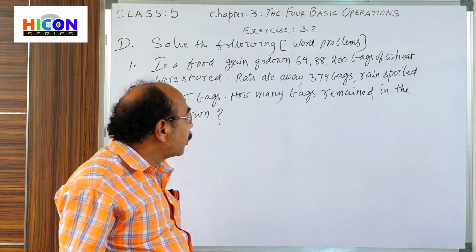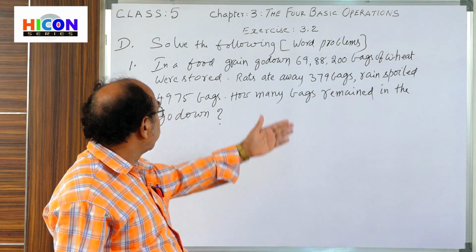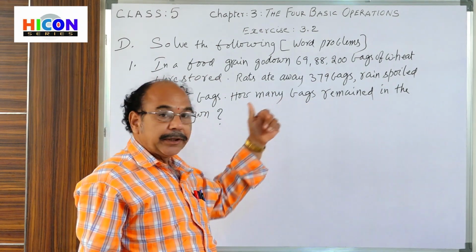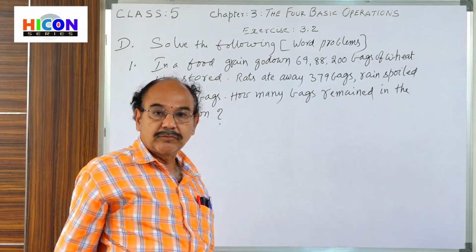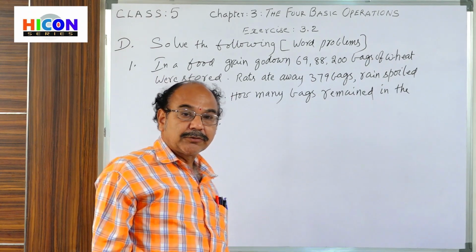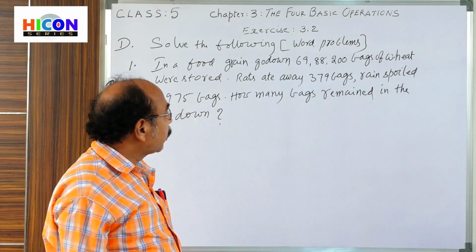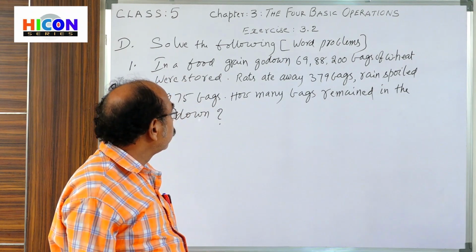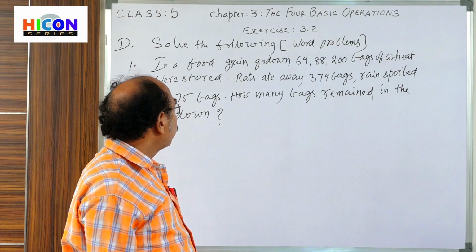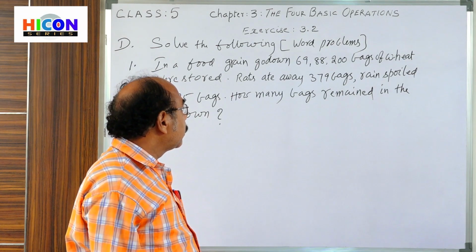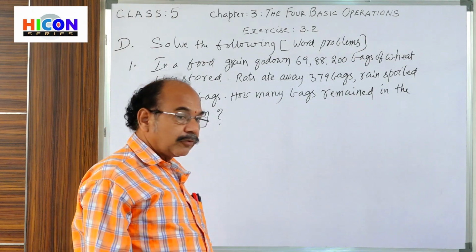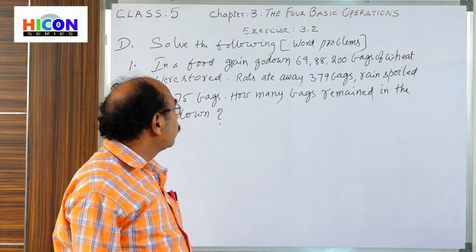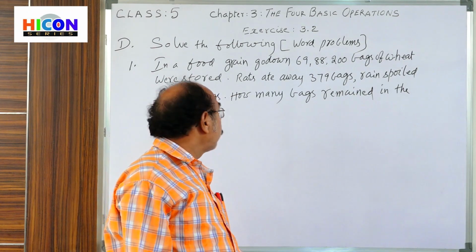Rats ate away 379 bags. The rain spoiled 4,975 bags. How many bags remained in the godown? This is the question. So after reading the question, now come to an understanding about that and write the steps. What is given in the problem? See here. In a food grain godown, how many bags of wheat were stored?